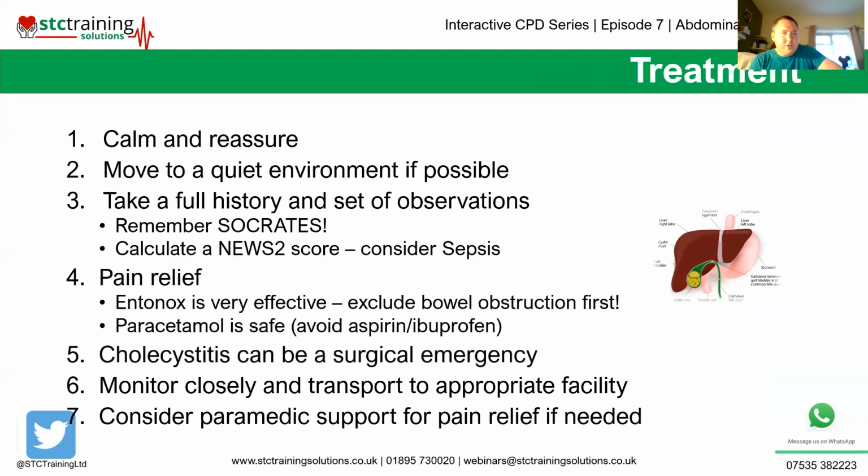So again, calm, reassure, quiet environment, take your full history, get a good SOCRATES. Entonox is very effective. Again, ask your questions to rule out bowel obstruction. Paracetamol is always safe to give. Aspirin and ibuprofen, I would step away from in the case of anything acute abdominal. Cholecystitis, inflammation of the gallbladder, can be a surgical emergency. If you're thinking that, they're probably going into A&E for a scan.